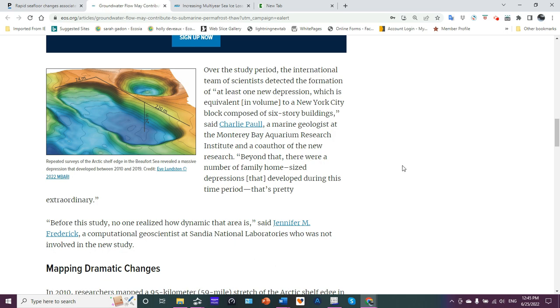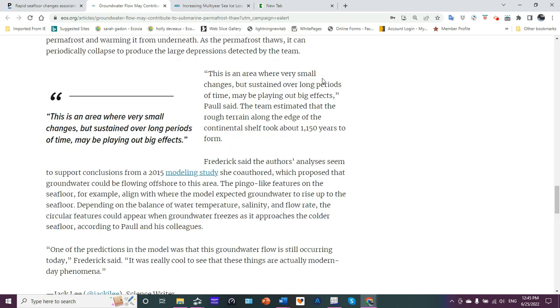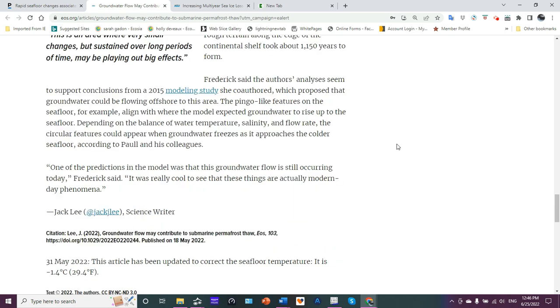Just speculating there. This is an area where very small changes, but sustained over long periods of time, may be playing out big effects. Paul said the team estimated that the rough terrain along the edge of the continental shelf took about 1,150 years to form. Frederick said the authors' analyses seem to support conclusions from a 2015 modeling study that she did co-author, which proposed that groundwater could be flowing offshore to this area.